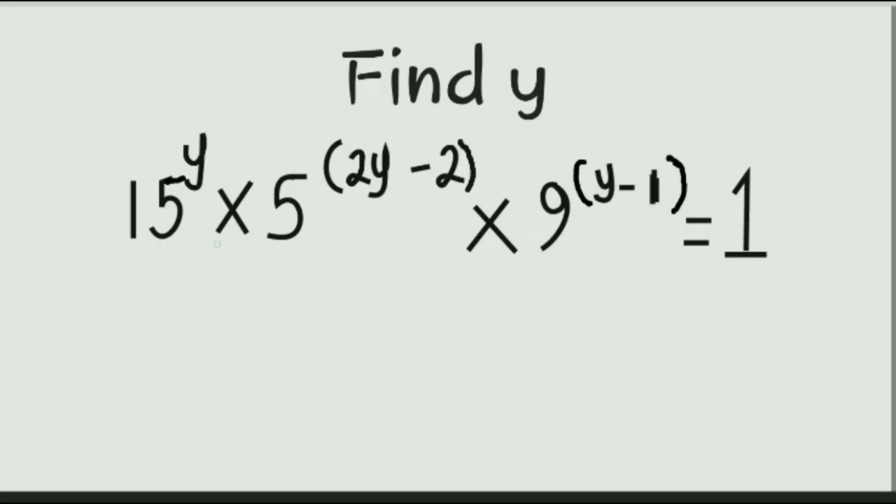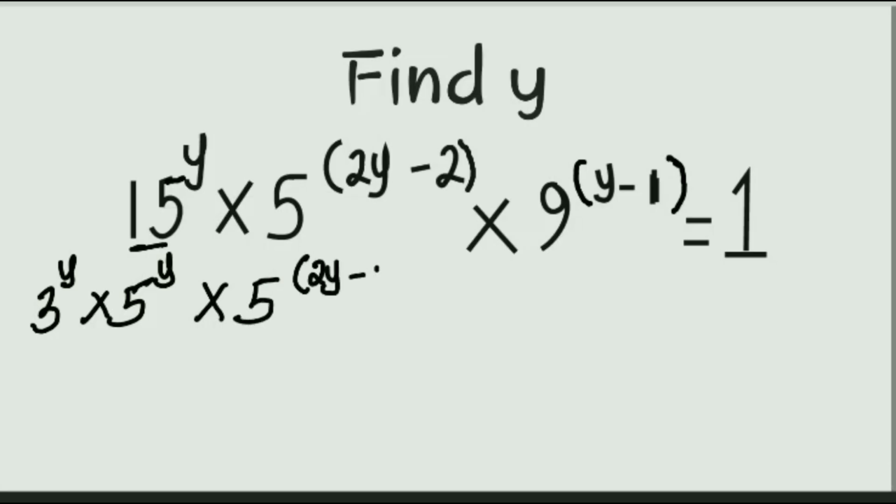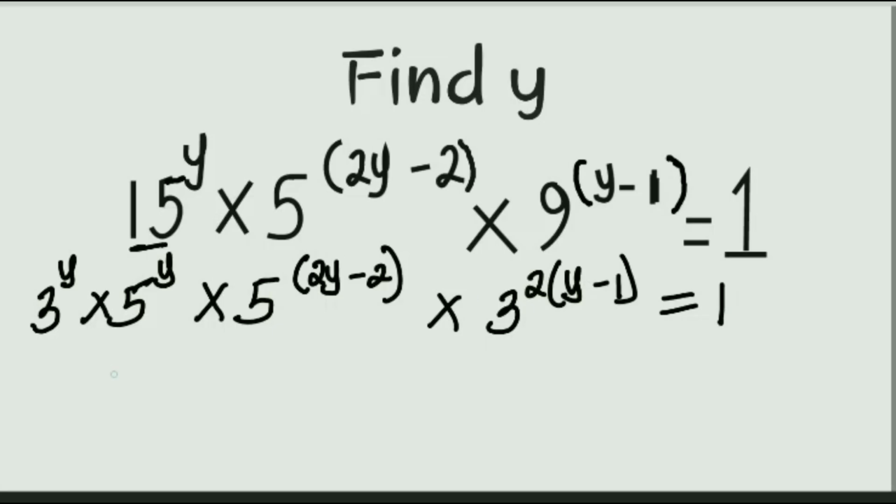So the first thing we will need to do here is to express this 15 in terms of 3 times 5. And so this is going to be 3 to the power of y times 5 to the power of y times 5 to the power of 2y minus 2 times 9 is expressed as 3 to the power of 2, raised to the power of y minus 1, equals 1.